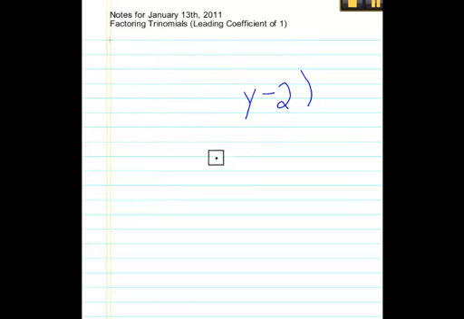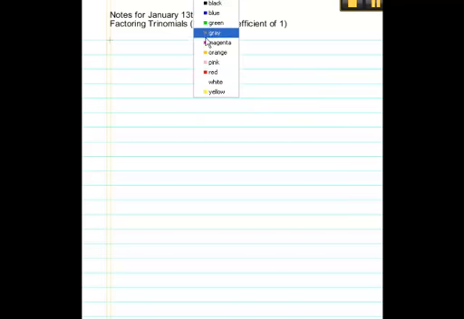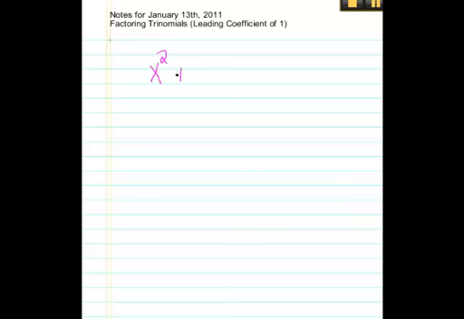Okay, we have a few more minutes on this podcast, so let's see if we can get just one more example in here. Let's see what we got for colors here. Let's go magenta this time. Let's try x squared plus 20x plus 36.